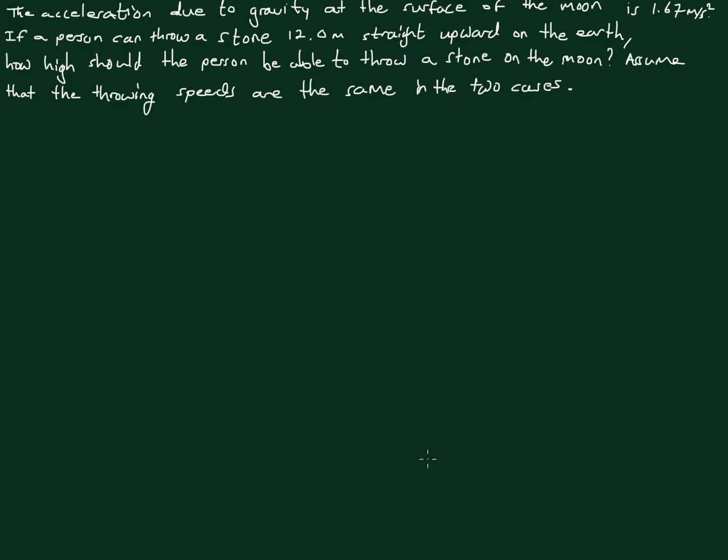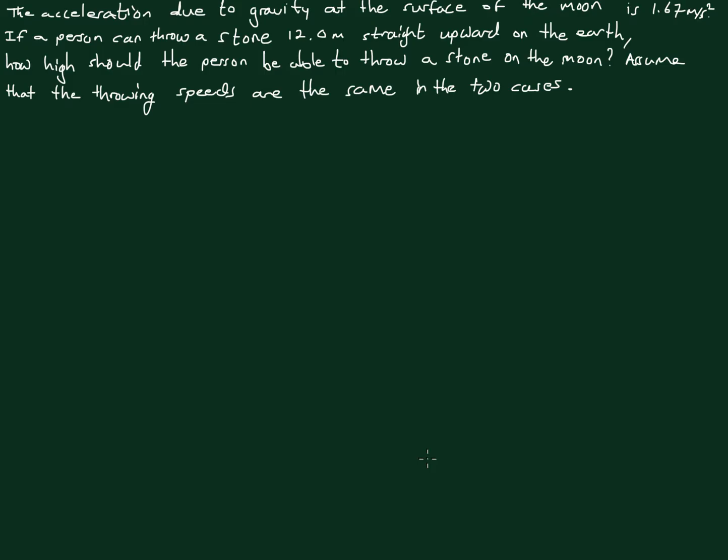So the problem reads: the acceleration due to gravity at the surface of the moon is 1.67 meters per second squared. If a person can throw a stone 12 meters straight upward on the Earth, how high should the person be able to throw a stone on the moon? Assume that the throwing speeds are the same in the two cases.